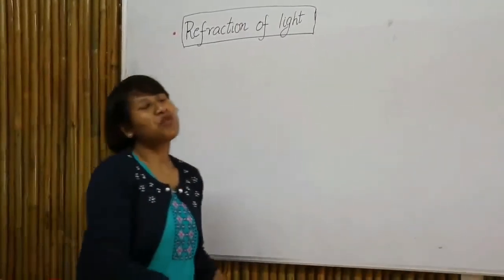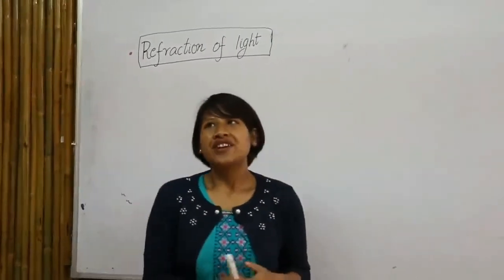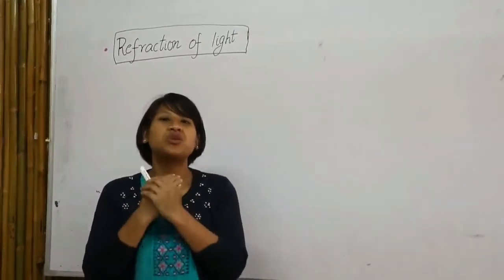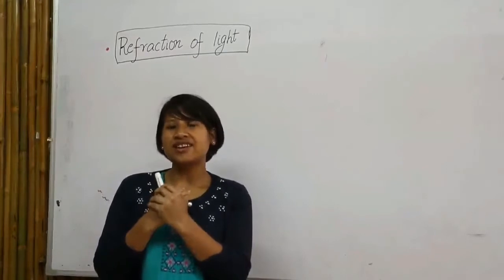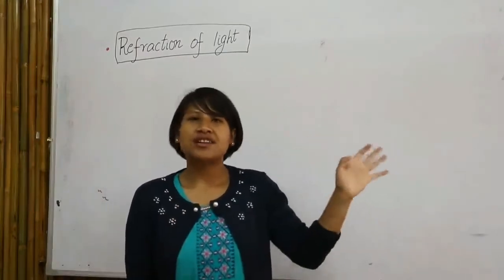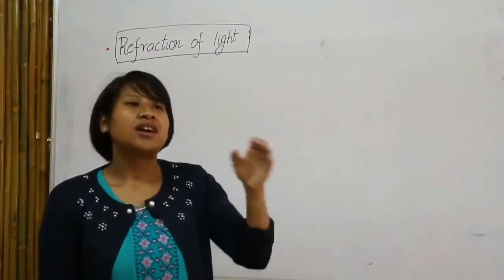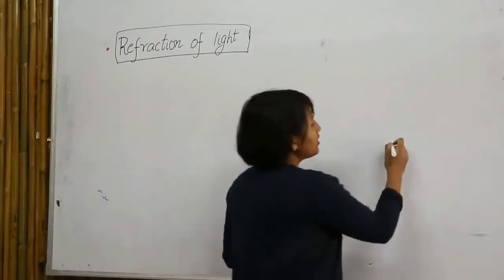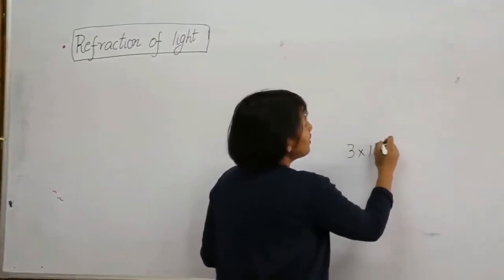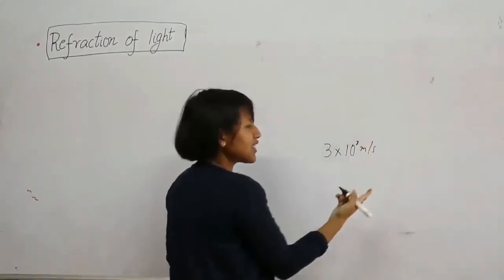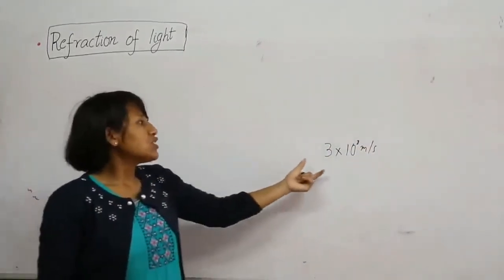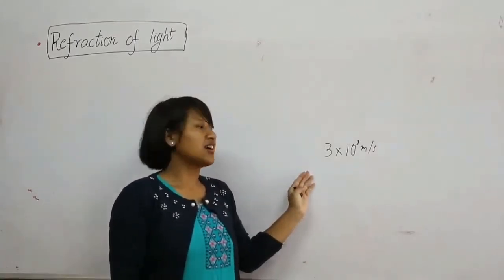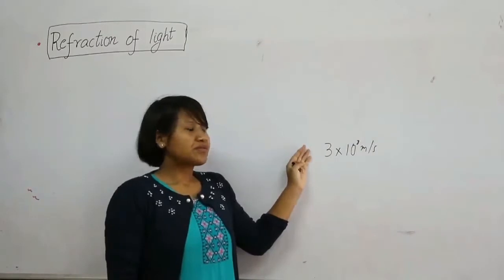Before we go to that, first, light travels with speed. You know that the speed of light in vacuum is equal to 3 into 10 to the power 8 meter per second. It means that in 1 second it can travel up to 3 into 10 to the power 8 meter, which is the fastest.